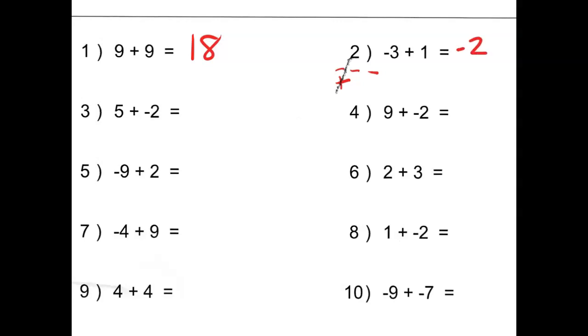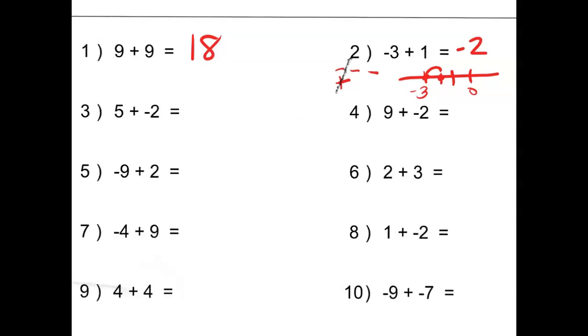You can also try to visualize this on a number line. If here is 0, 1, 2, 3, this is negative 3. And if I am adding a positive 1, we are moving to the right, and that would leave me at negative 2. So those are the two strategies we talked about in the last video. So we're also going to be using those rules that we talked about at the very beginning, just like a minute ago. So let's do the rules for the next few.